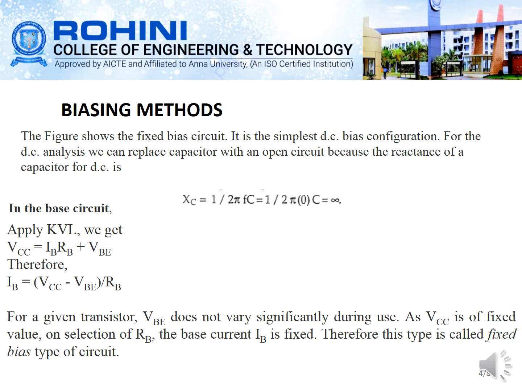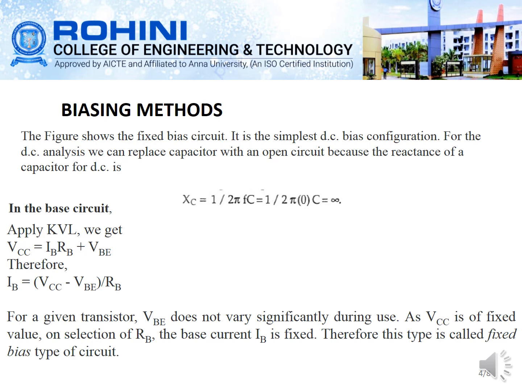In the base circuit, if we apply KVL, we get VCC = IB RB + VBE. Therefore, taking VBE to the left-hand side, we get the IB value: IB = (VCC - VBE)/RB. For the given transistor, VBE cannot be varied significantly. It is only 0.7 V for a silicon transistor and 0.3 V for germanium, as it has some deviations in the voltage level.